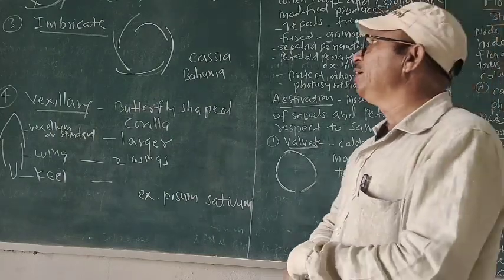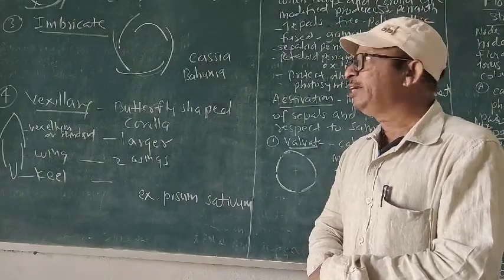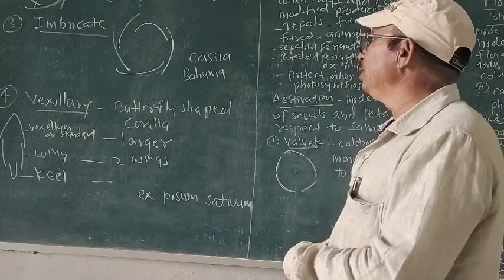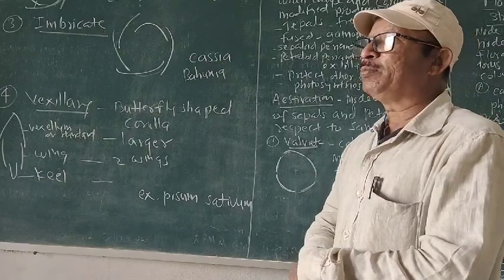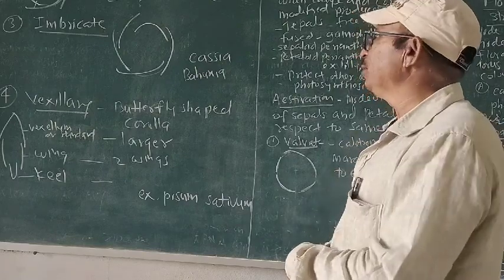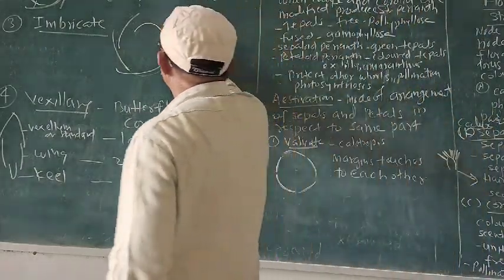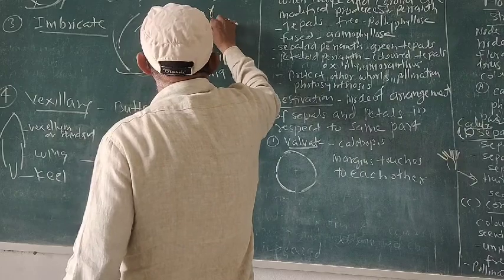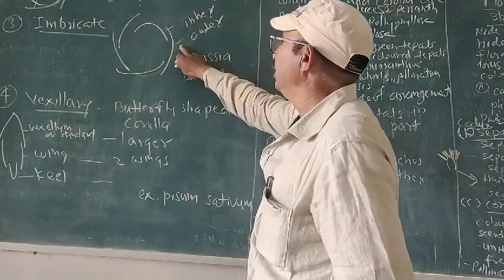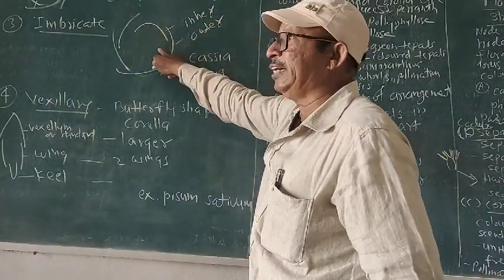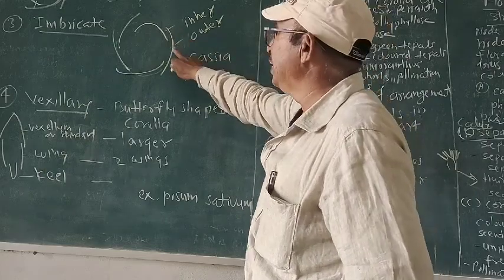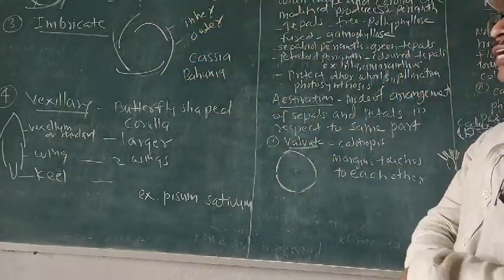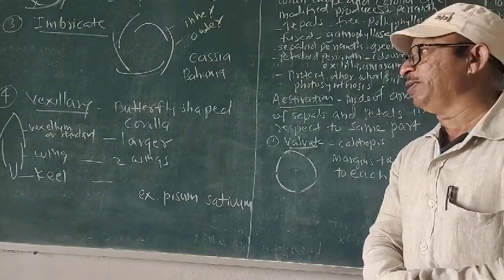Now third is the imbricate type. What is the imbricate type? Example is Cassia, Bauhinia. In Bauhinia racemosa, one is completely at the outer side, one is completely at the inner side, one is completely at the outer side, and the remaining are in between the inner and outer positions. That is called the imbricate aestivation.